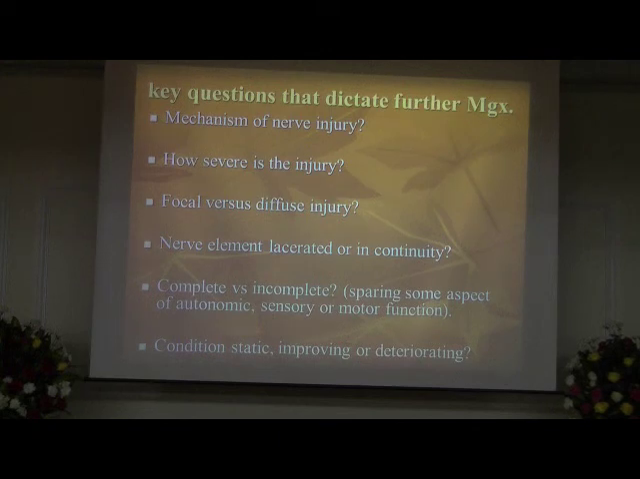A nerve which is completely injured is much less likely to heal spontaneously compared to a nerve that's partially injured. A nerve with sensory sparing is likely to improve spontaneously. That's different from a nerve which has no sensory or motor or autonomic function left. I'll give you a famous example.